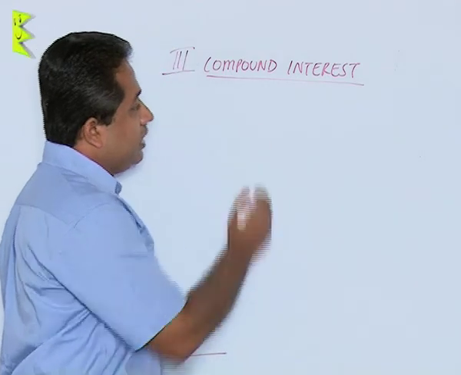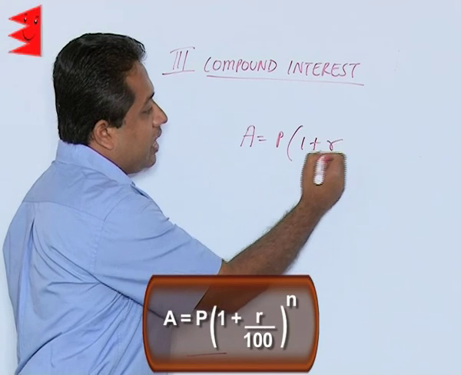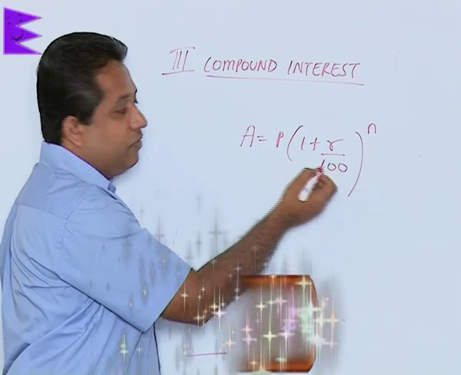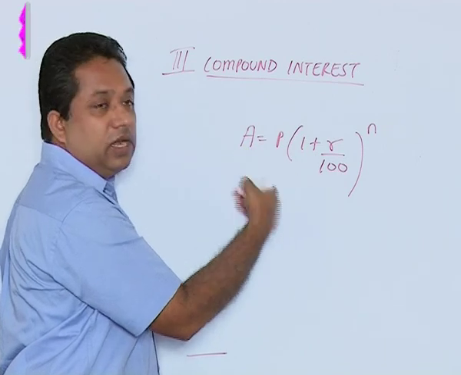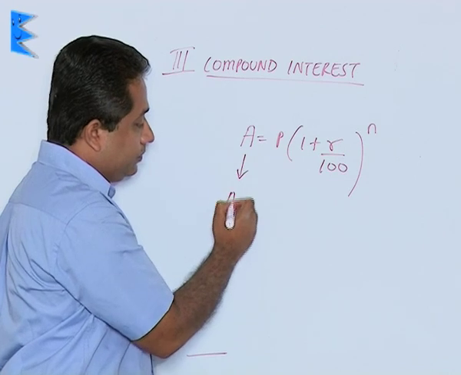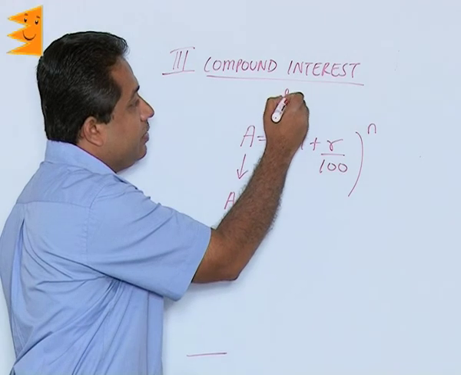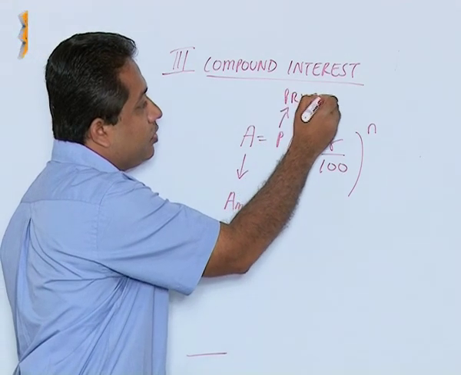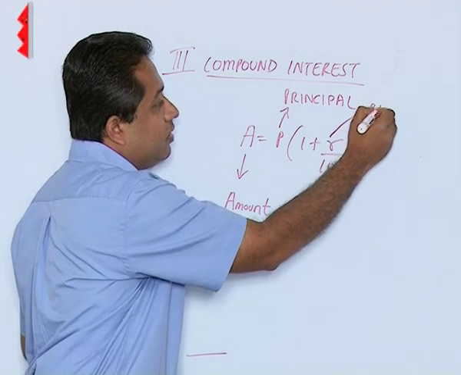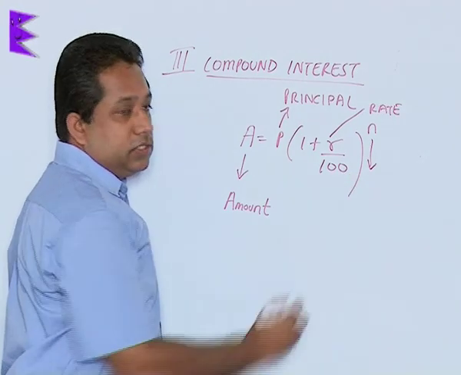That formula is A equal to P into 1 plus R by 100 to the power of n. Using this formula, we can find out the amount that we will get after n number of years. Here A stands for the amount, P stands for the principal, that means the money that one is depositing, R stands for the rate, and n is the number of times he will get the interest.